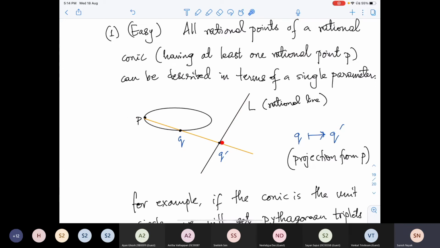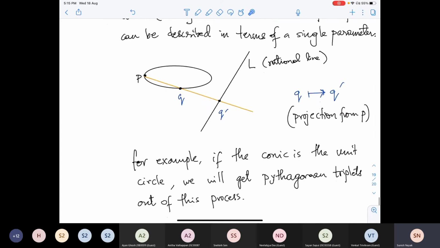And so you can really solve for this point, and everything will be a very nice rational number, which can be determined by just solving linear equations. And maybe there are some denominators. So you can actually explicitly look at all the rational points on this line, and they will be in 1-1 correspondence with rational points of the conic. And so therefore, rational points on this line are like rational points on this conic. And that's what I mean by saying they can be described in terms of a single parameter. And in particular, for example, if you choose a unit circle here, circle of radius 1 with center origin, you will recover your Pythagorean triplets.